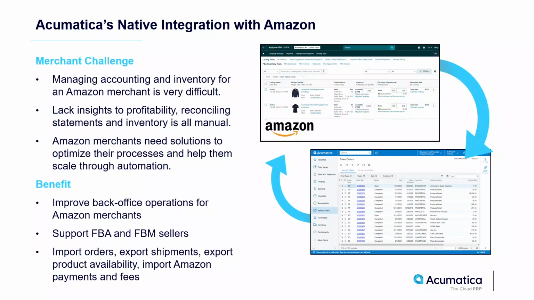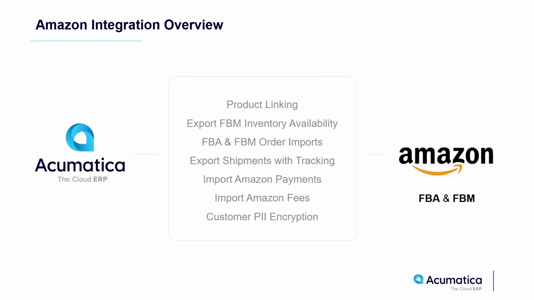Okay, so what I want to do today is talk through all the features and functionality that is included with the Amazon connector. We won't get into everything, but the highlights, the things that I'm frequently asked about. First of all, let's talk through what is connected between the two systems. So, number one, we're covering Amazon FBA and FBM. Those acronyms stand for Fulfilled by Amazon and Fulfilled by Merchant. They're the two different ways that you can sell on Amazon.